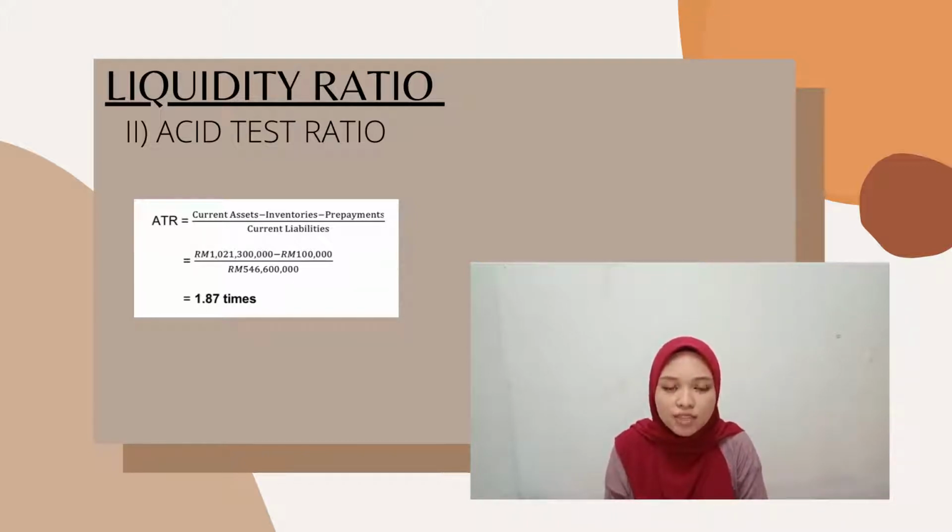For the comment, a ratio of 1.87 times means for every 1 ringgit of current liabilities, the company only has 1 ringgit and 87 cents of current assets to pay its current liabilities without having to sell its inventories. This asset test ratio shows that the company has a poor performance compared to the industry average.